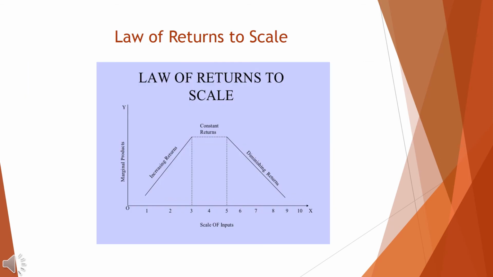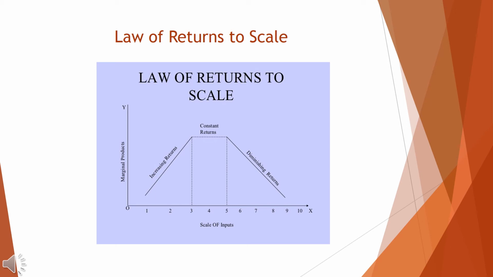The diagram shows that the x-axis represents scale of inputs and the y-axis represents marginal product. In the law of returns to scale, there are 3 stages. First stage, increasing returns to scale. Second stage, constant returns to scale. Third stage, decreasing returns to scale.